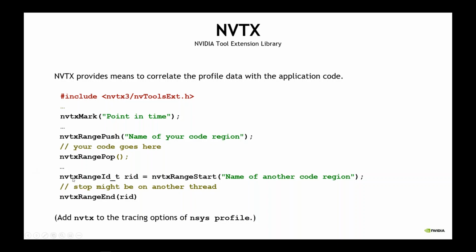You can also use it to annotate resources. This is in one of the later slides, I think. So if you're going to use NVTX, you have to make sure that you also see it in the timeline, and you can do it by adding nvtx to the tracing options. It's already in there by default, but if you're manually setting the trace options, make sure nvtx is in there.